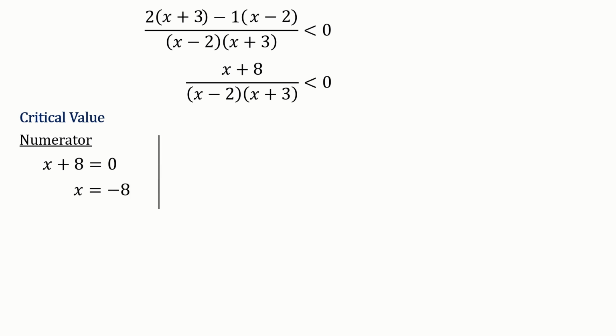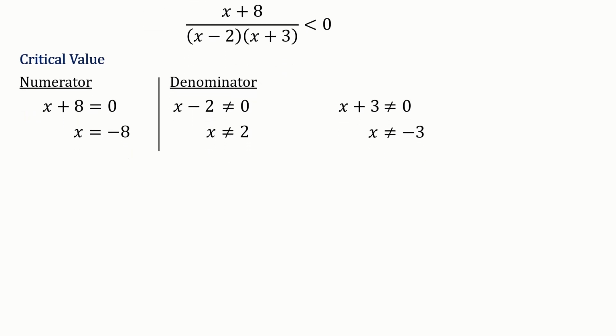And then from the denominator, we have two factors. Okay, the first one is x minus 2 is not equal to 0, because at the denominator we cannot have 0, because that will be undefined. So we get x is not equal to 2. And then the second factor, which is x plus 3, is also not equal to 0. So that means x is not equal to negative 3. Right, so now we have three critical values, which are negative 8, 2, and negative 3.